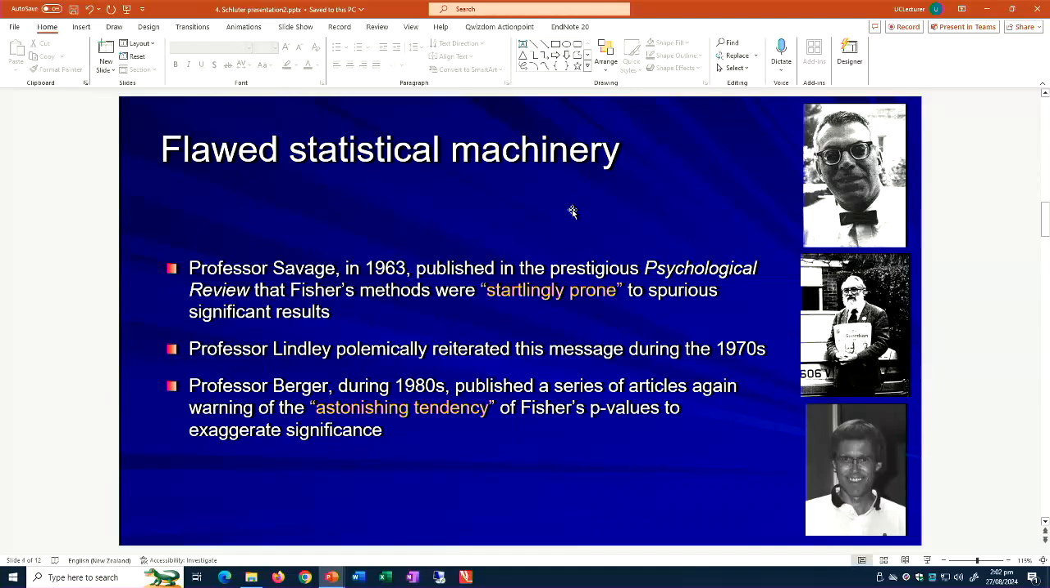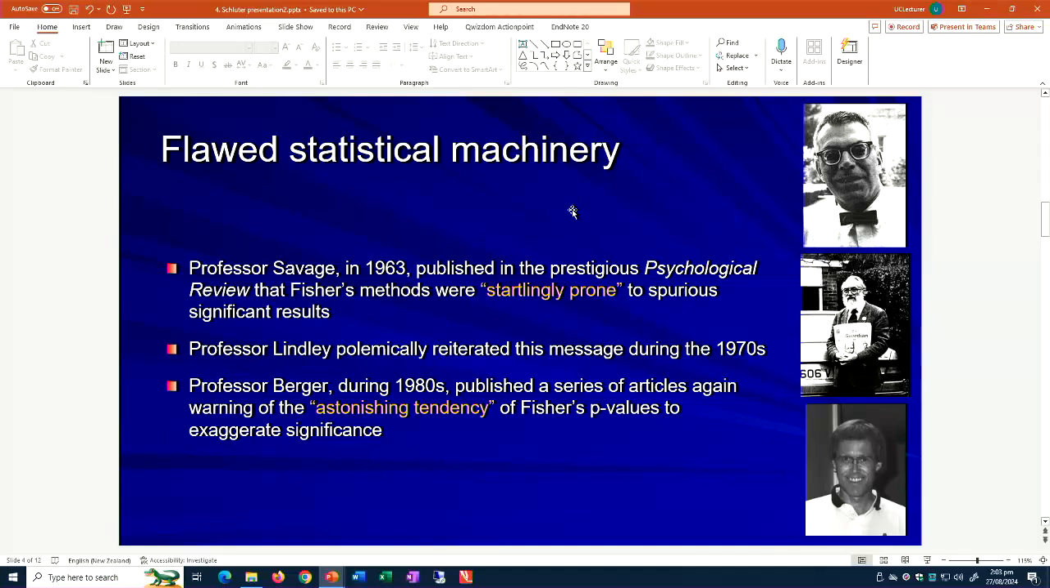Our dominant research paradigm that we use at the moment is called the frequentist method. And it has been argued that it is a flawed statistical machinery. It hasn't been argued just recently, as you can see from this slide. It's been argued as being a flawed statistical machinery for a very long time. Professor Jim Savage in '63 published in the prestigious, and it is a prestigious, Psychological Review that Fisher's method, that is the method where we do this hypothesis testing and then calculate a p-value and then make a decision, is startlingly prone to spurious significant results. That should worry you. It worried me.